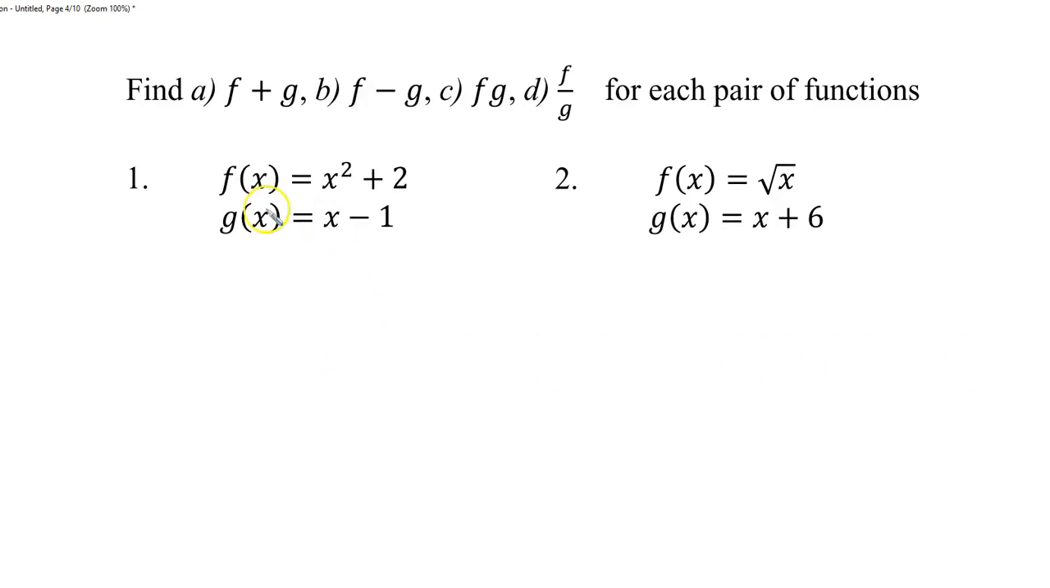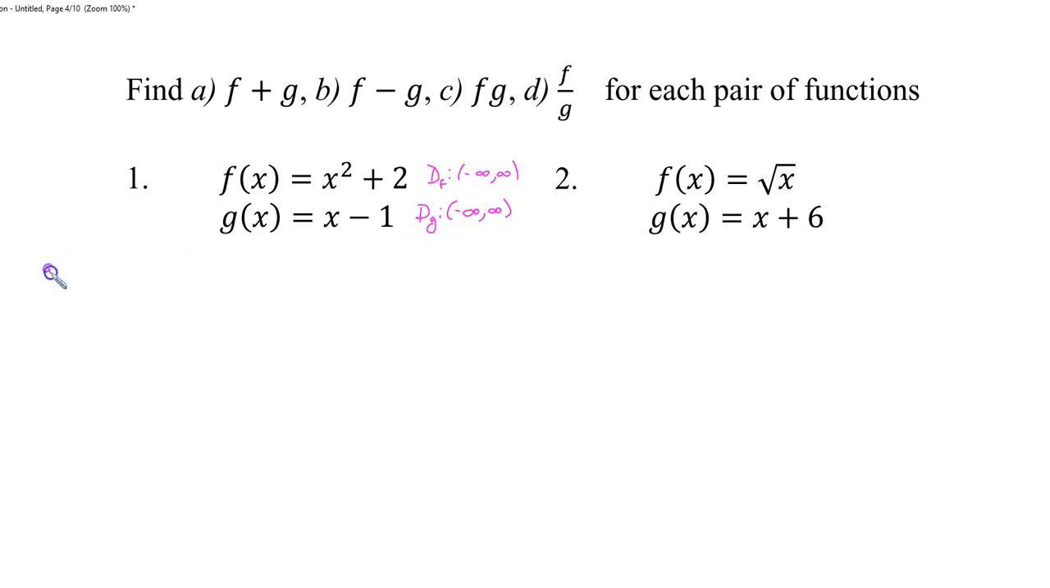So let's start with this first problem. Number 1, we have two functions. f of x is equal to x squared plus 2, and g of x is equal to x minus 1. We're going to do four different things. We'll start with adding the two functions together, then we'll subtract, multiply, and then divide the two functions. Let me just state to begin with that the domain of f is negative infinity to positive infinity, because it's a polynomial function, and the domain of g is exactly the same thing, because once again it is a polynomial function, so it's negative infinity to positive infinity.